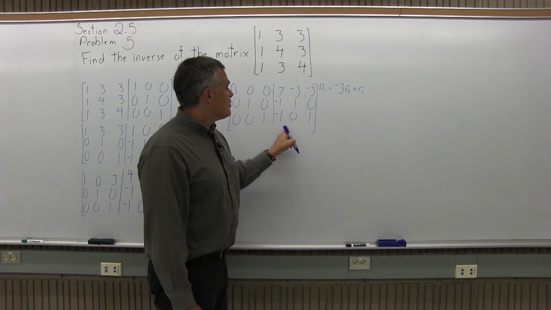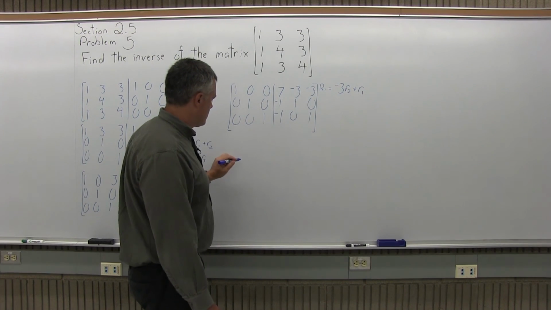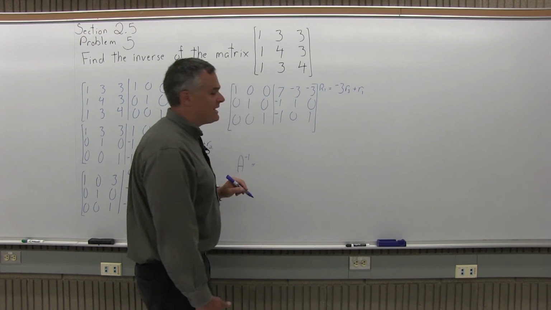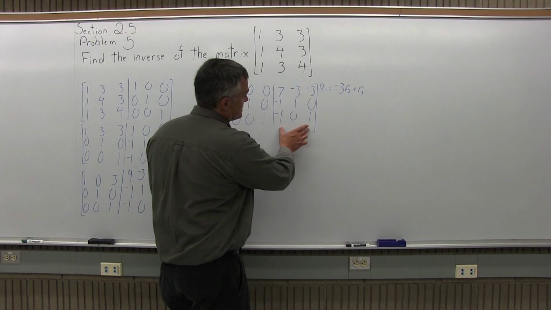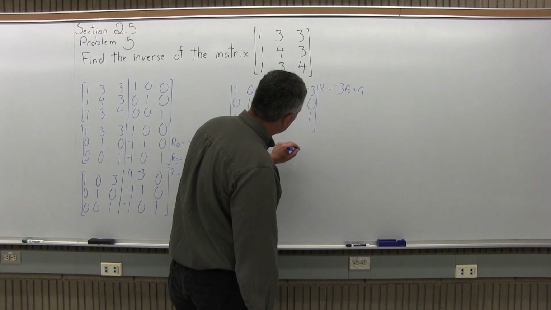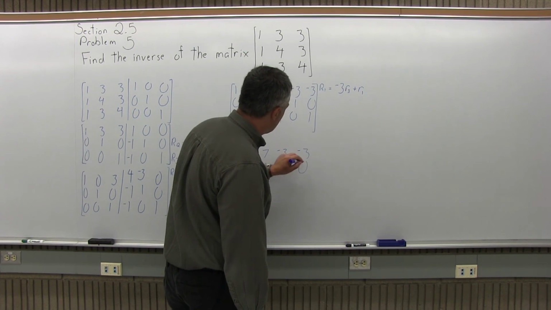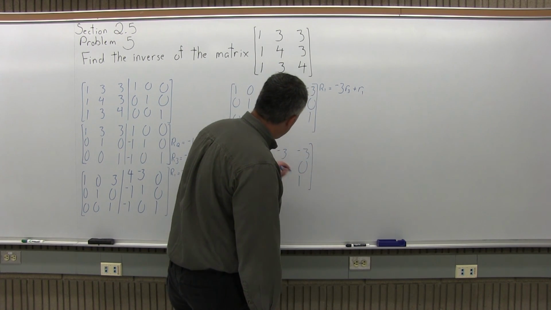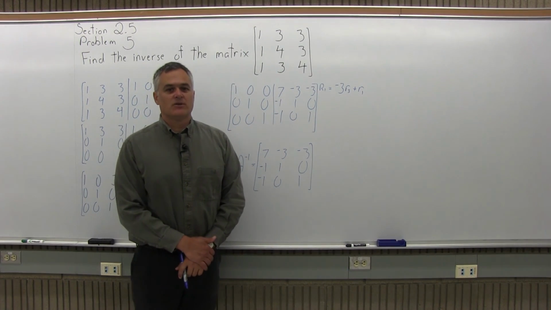And the matrix that's the right half of my double matrix is the inverse of the matrix that was originally given in the problem. So I can write A inverse, and again, it looks like it's written A to the negative 1 power, but it's really read A inverse, equals the right half of my double matrix, which is 7, negative 3, negative 3 as the top row. And then negative 1, positive 1, 0 is the middle row. And then negative 1, 0, 1 is the bottom row. And that's the inverse of the original matrix that was given.